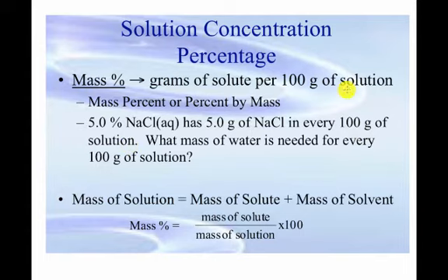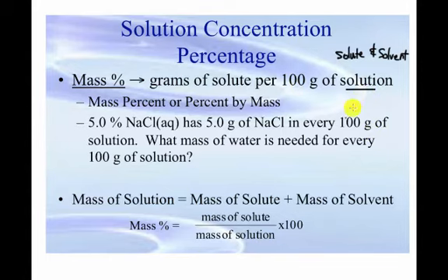Now be careful, because don't forget that your solution is made up of solute and solvent. A lot of students forget this part, and they think of the 100 grams as the solvent part. For the sodium chloride dissolved in water, they think of the 100 grams as being the water part. It's not. It's the 100 grams of solution.